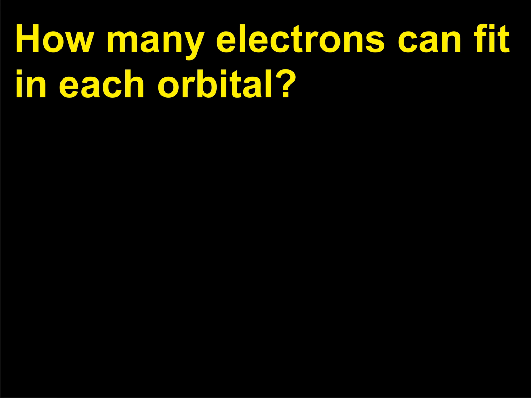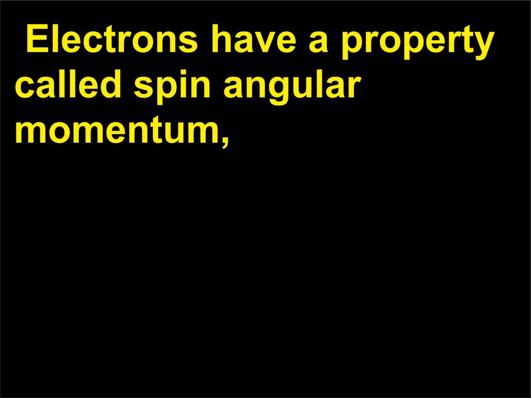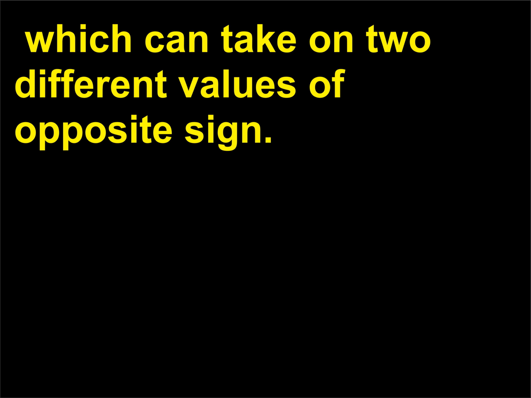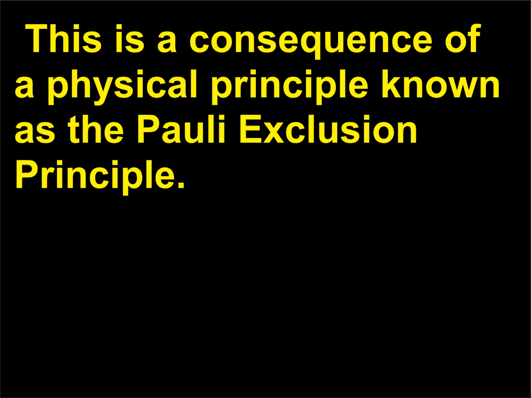How many electrons can fit in each orbital? Each atomic orbital can contain up to 2 electrons. Electrons have a property called spin angular momentum, which can take on two different values of opposite sign. It turns out that electrons residing in the same atomic orbital must have opposite spin angular momenta. This is a consequence of a physical principle known as the Pauli exclusion principle.